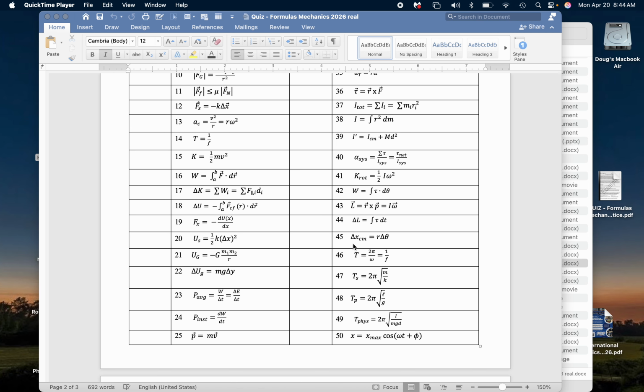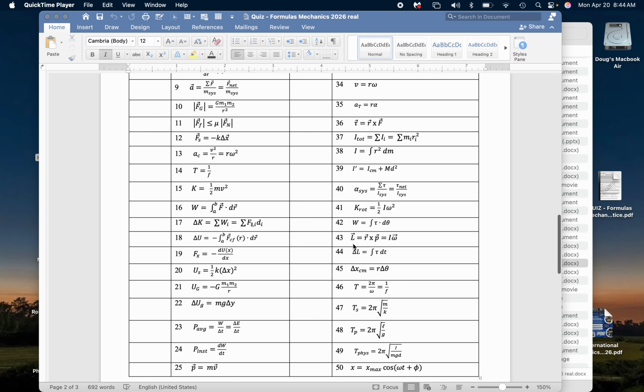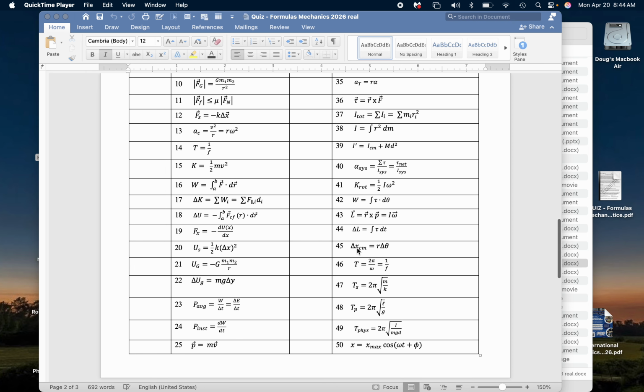45 essentially goes along with 34 and 35. I don't know why they put it down here, but that's change in linear position is equal to the radius times change in angular position. So meters equals meters times radians. 46, again, it's the same thing as 14. I guess they're trying to show you that angular frequency is in there also. That's that lowercase omega. I'm not sure why it's repeated there. They really didn't need to do that.